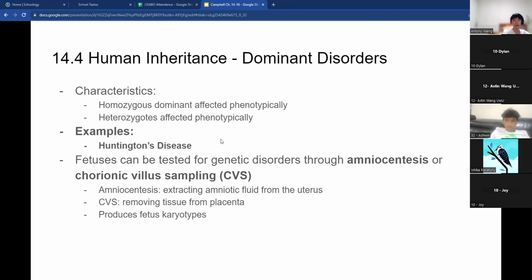Wait, yeah, go ahead. Another question. Do disorders ever get affected by other things, what's it called again? Like the environment or other genes? Yeah, the environment they're living in, exposure. Do they get affected by the exposure too?